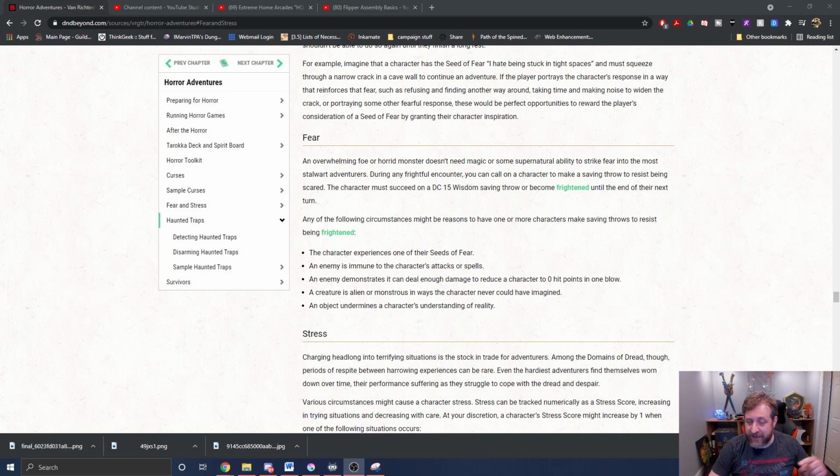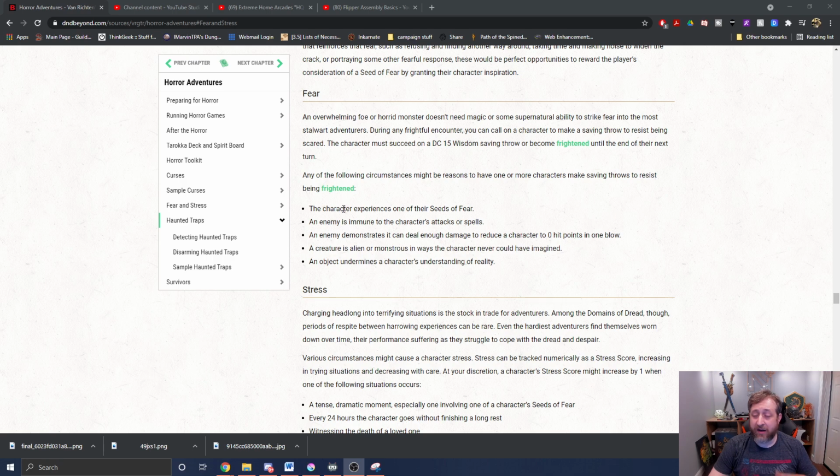So this is tapping into the concept of fear, but also the frightened mechanic, which I like. Any of the following circumstances might be reasons to have one or more creatures make saving throws to resist being frightened. The character experiences a seed of fear, makes sense. An enemy is immune to a character's attacks or spells. An enemy demonstrates it can deal enough damage to reduce a character to 0 hit points in one blow. A creature is alien or monstrous in ways the character could never have imagined, or an object undermines a character's understanding of reality. So those I can immediately pull correlations to other systems, right?